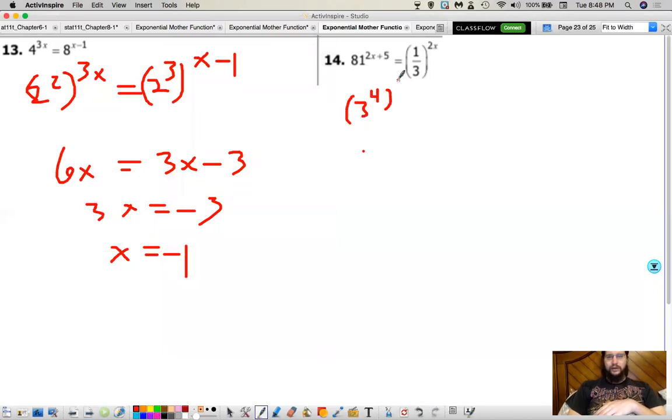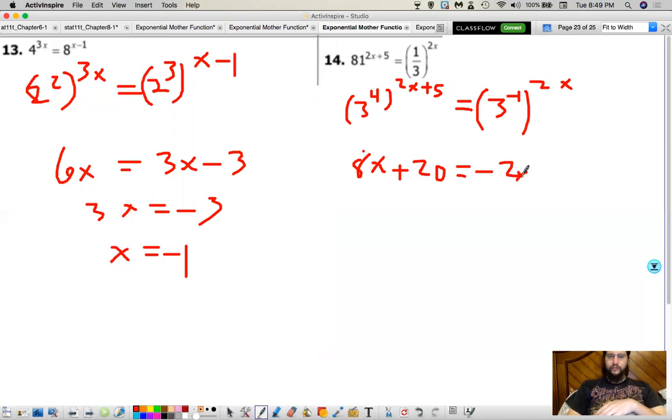So I'm going to rewrite it. This would be 3 to the -1, right? It's reciprocated. So I'm going to distribute. -20 is equal to -10x. So -2 is x.